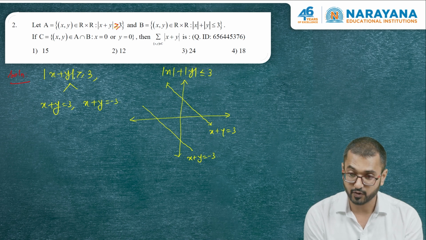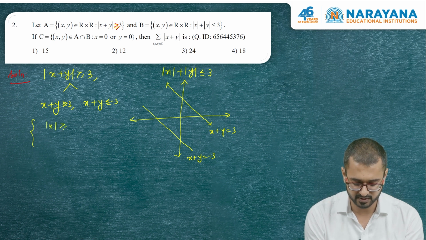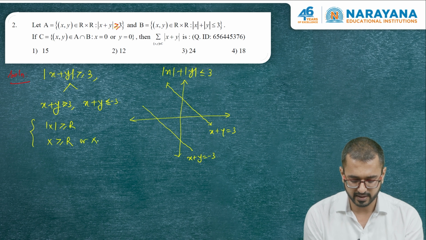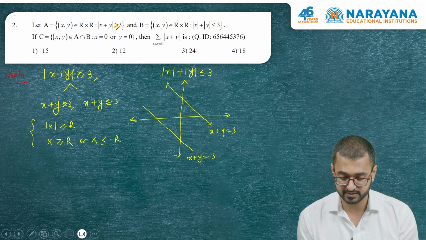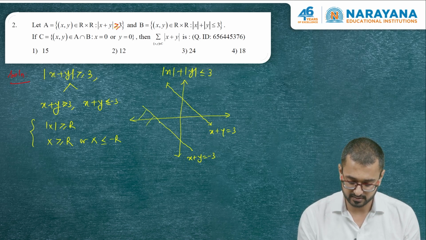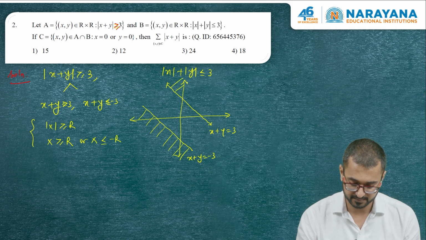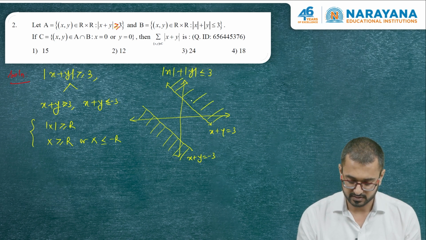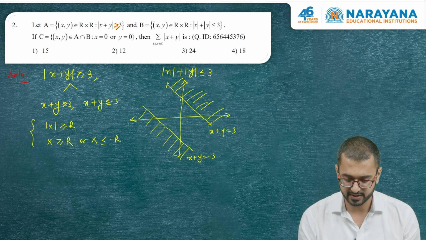When we open the modulus, this part will be greater than or equal to, and this part will be less than or equal to. Basically we are using mod of x greater than or equal to r means x is greater than or equal to r, or x is less than or equal to minus r. Now x plus y less than or equal to minus 3 gives this region, and x plus y greater than or equal to 3 means this part. So this is our set A, including the boundary. All these points are included.